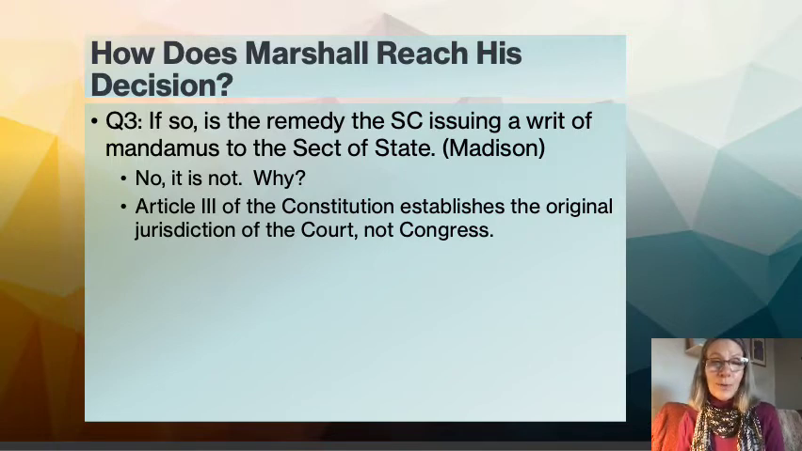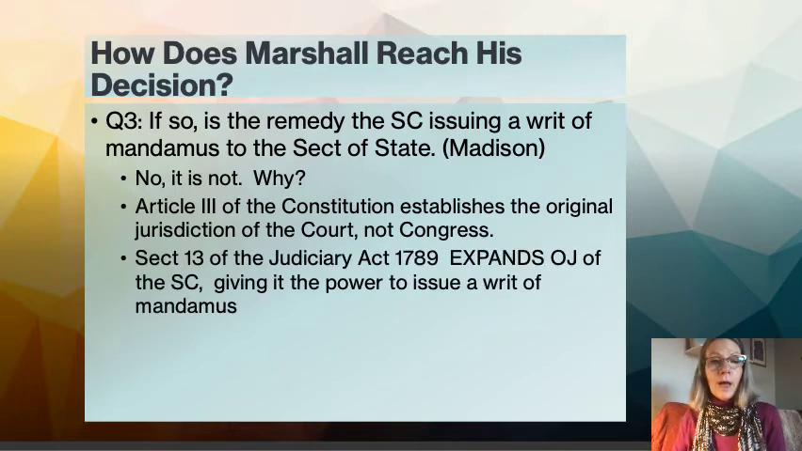Basically, he says that Article 3 of the Constitution establishes the original jurisdiction of the court, not Congress. So if you go directly to the court asking it to issue a writ of mandamus, the court is hearing that for the first time, so it would be within its original jurisdiction. He says it's Article 3, it's the Constitution that establishes the original jurisdiction of the court. It's not Congress passing a law. He says that Section 13 of the Judiciary Act expands the original jurisdiction of the Supreme Court, giving it this power to issue a writ of mandamus.